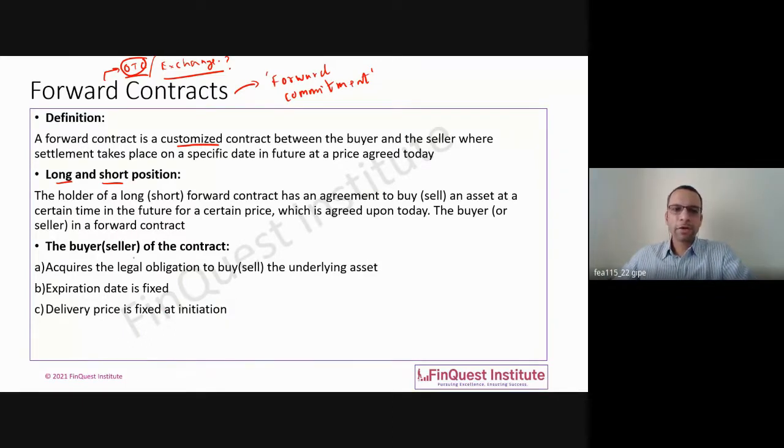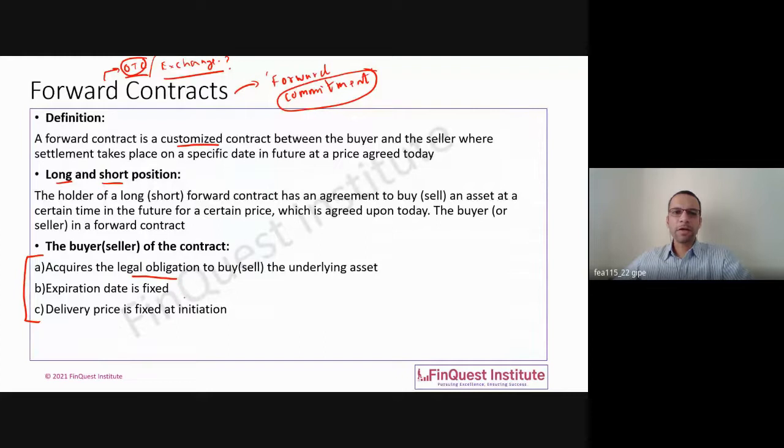Now, the buyer or the seller of the contract, these are the two or three terms which are key, which explain the behavior of a forward contract. So firstly, there is a legal obligation. That's why I say it's a commitment, a forward commitment. Whenever you have a forward commitment, it becomes an obligation for both sides of the trade to make good their commitments.